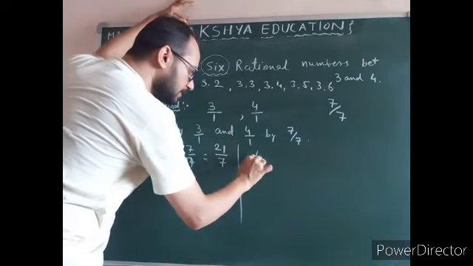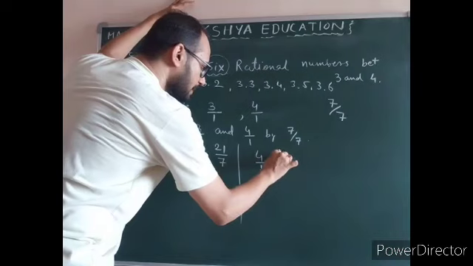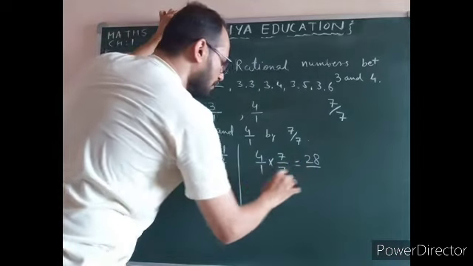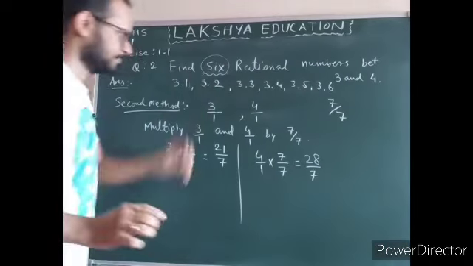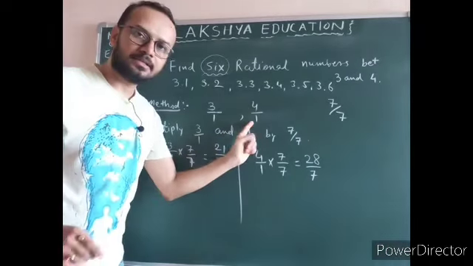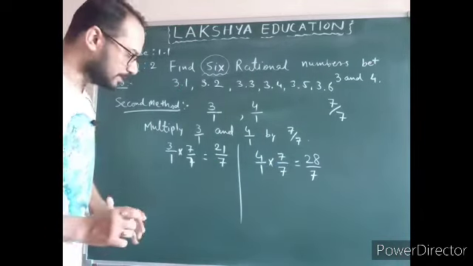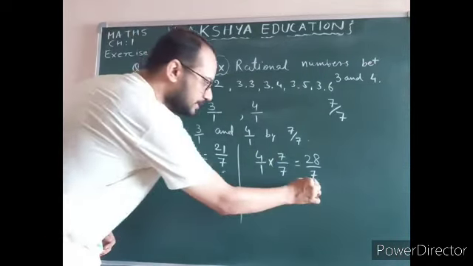Now for the second number, 4 by 1 multiplied by 7 by 7. 4 into 7 is 28, and 1 into 7 is 7. It means this number 4 by 1 is equal to 28 by 7. So these are the two numbers which have the same denominator.